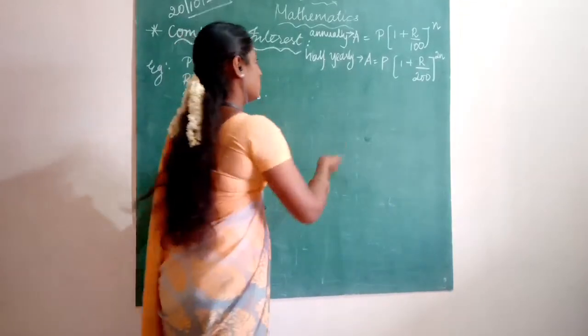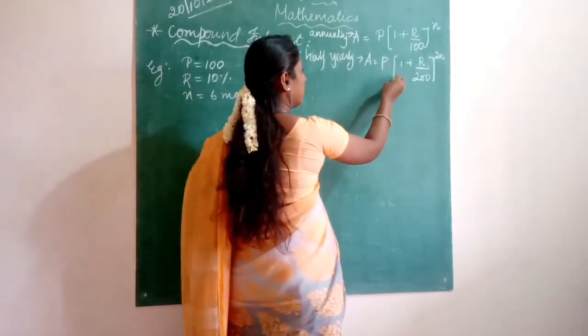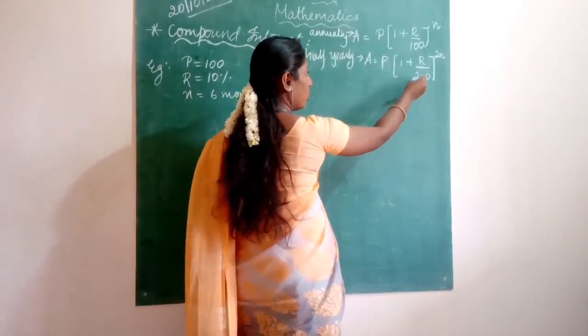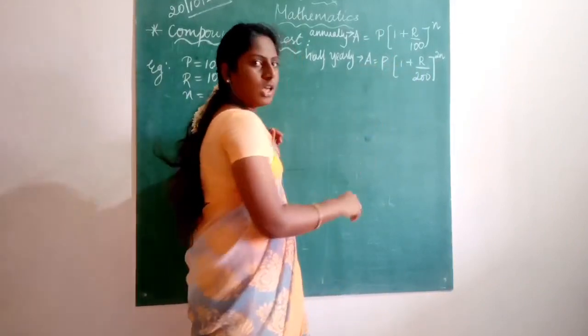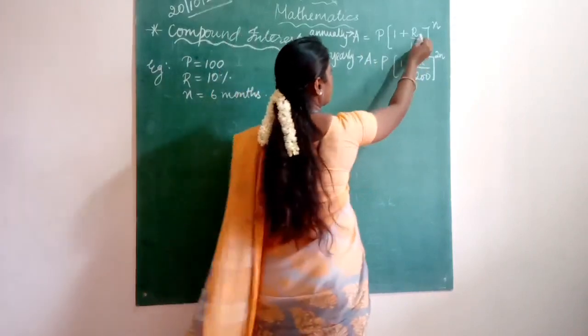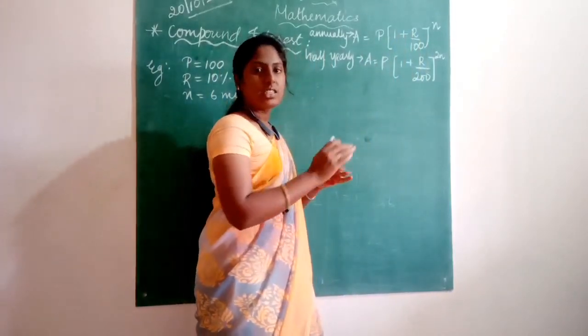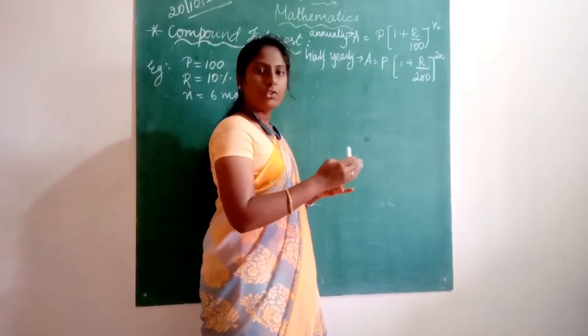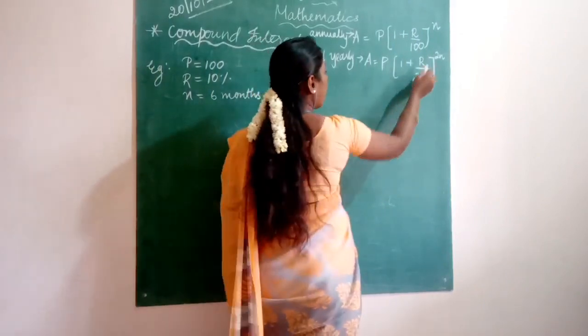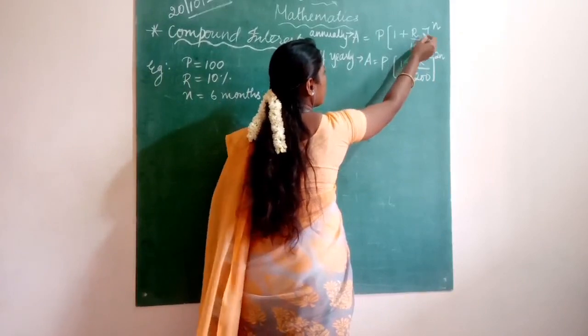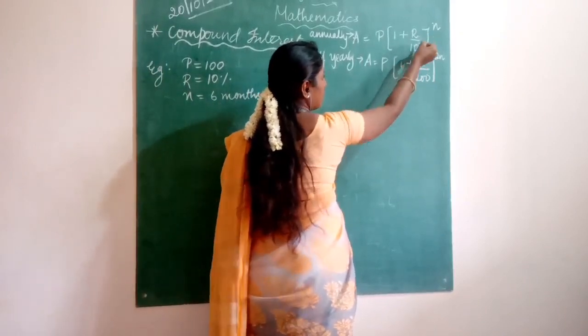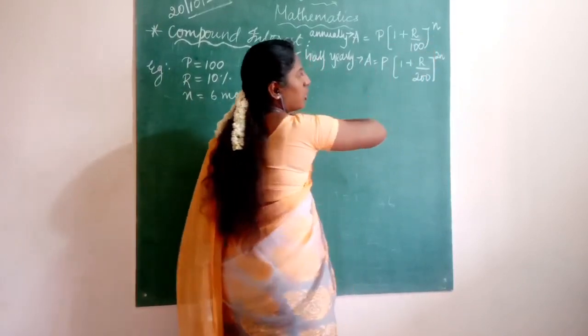Okay, so here the formula is amount is equal to P into 1 plus R by 200 the whole power 2n. Okay, how did this come? See, the rate of interest for 1 year is simply R, but for half a year it is R by 2, half of R. So if you do R by 2 here, this 2 will come to the denominator. So this will become 2 into 100, that is 200.